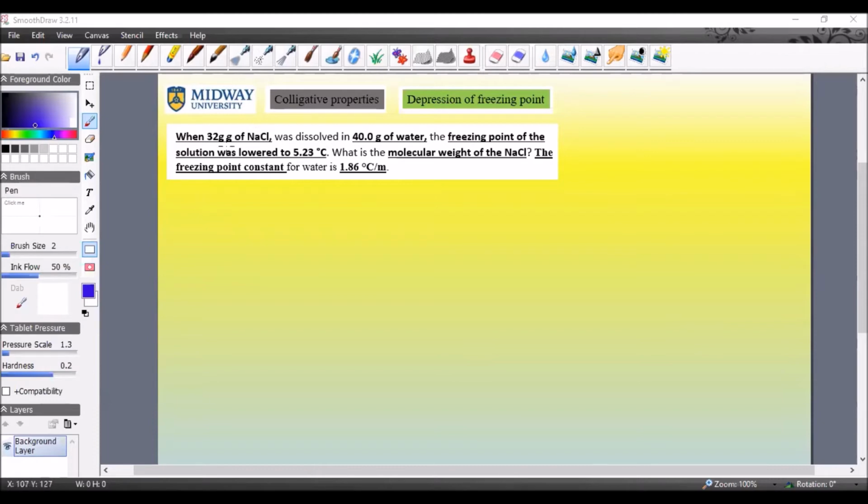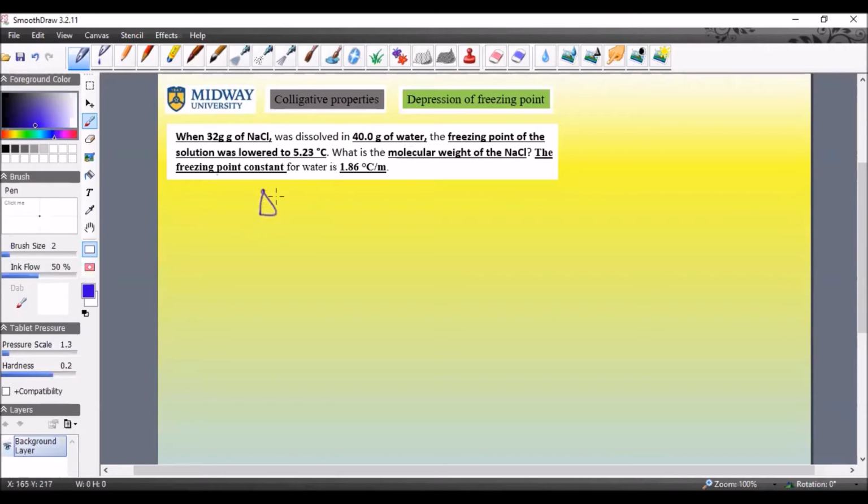So you're dissolving 32 grams of sodium chloride in 40 grams of water. This is kind of a problem where you think, oh, I know the molecular weight, but it's about being able to prove it on the test or whatever. I might just give you an X instead of sodium chloride. But just to show you that we are able to get the weight back is an important thing, right? So you're dissolving this much solute in this much solvent, and the freezing point was lowered.